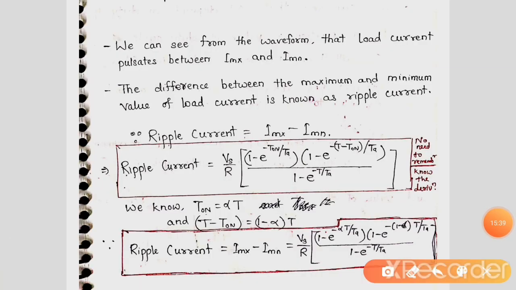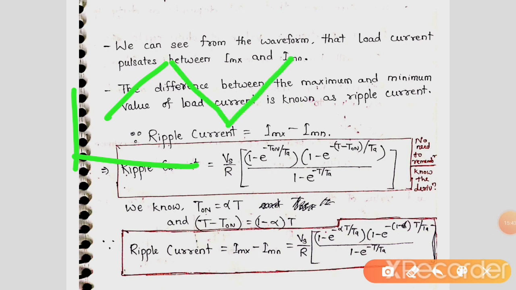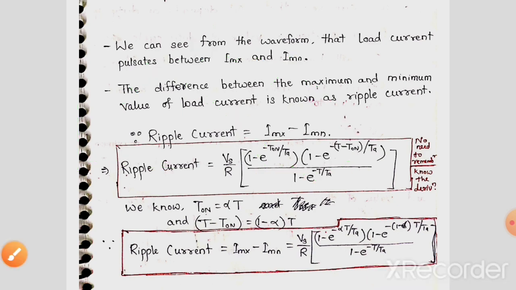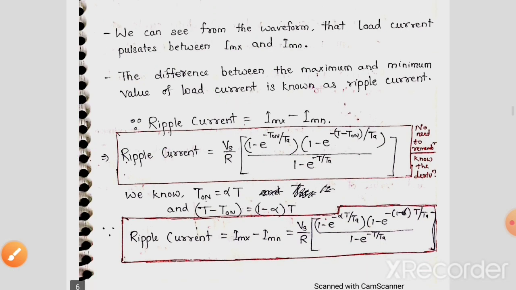Now the current variation between maximum and minimum value is known as ripple current. This is I max and this is I minimum. So variation of current between this I max and I minimum is known as ripple current. So we are now going to find the ripple content or ripple current in the above step down chopper with RLE load.